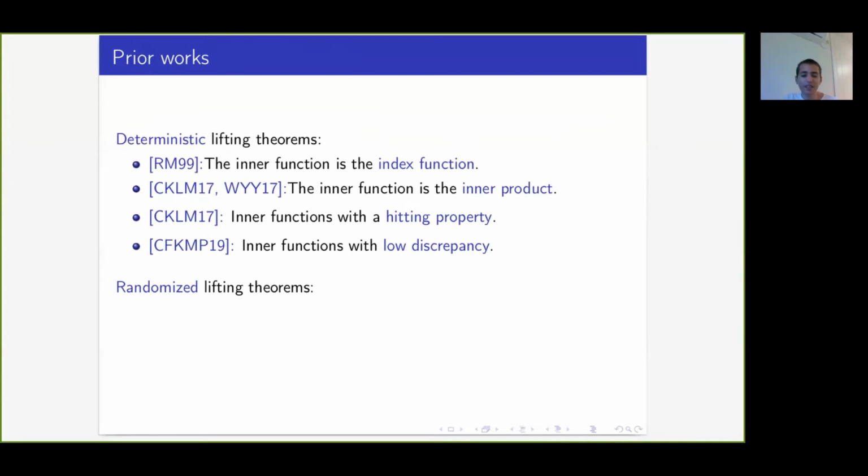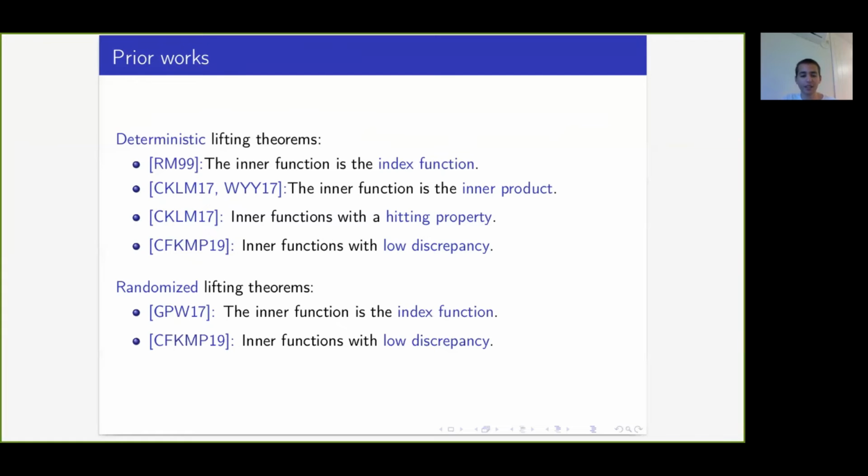In the randomized setting, only relatively recently, Kurth, Pitassi, and Watson proved a lifting theorem for the index function. Later, Chattopadhyay et al. proved a randomized lifting theorem. This lifting theorem holds for all inner functions with low discrepancy. In what follows, we will focus on the last work of Chattopadhyay et al., as our work builds upon that work.